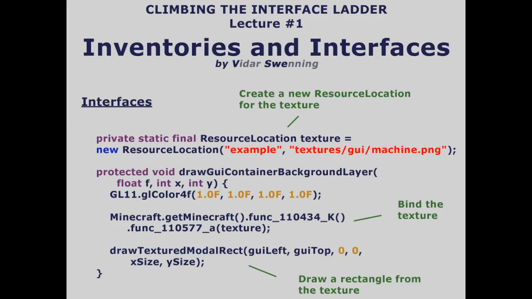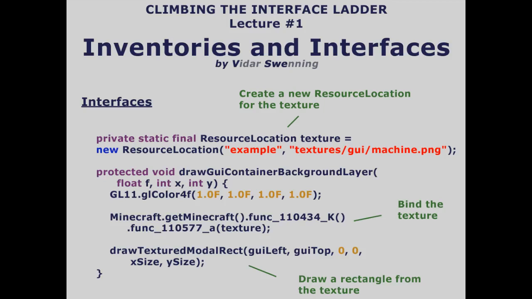That's just where it's located, and then we can use that when we draw it in the draw GUI container background layer. What we want to do there is reset the colors just to make sure that everything works properly. And then we want to bind the texture, which is basically a way of setting the current texture we want to use when we draw things.